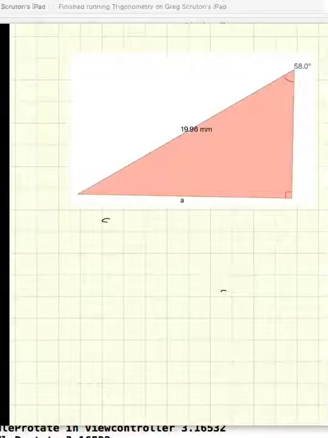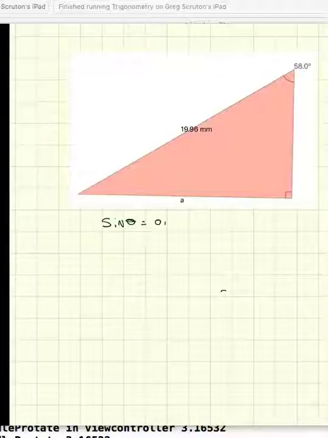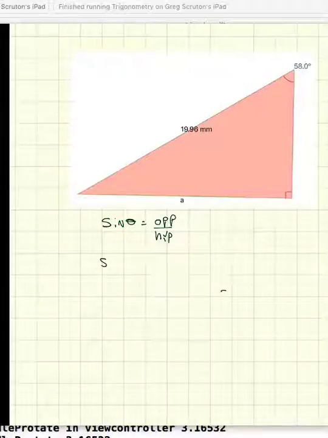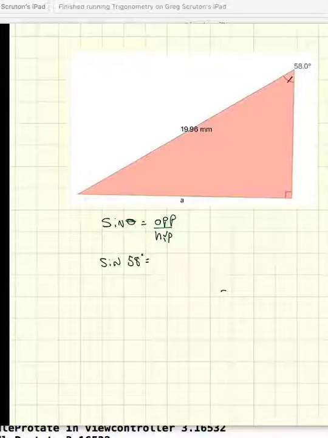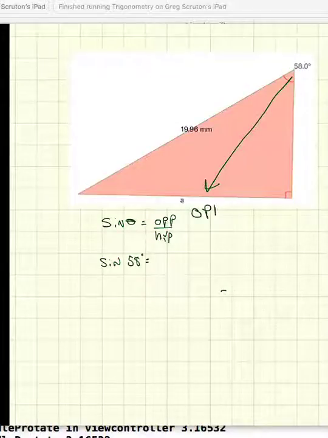So we know that the sine of our angle is equal to the opposite over the hypotenuse. Okay, so knowing that, we can say that the sine of 58 degrees is equal to the opposite side. Now the opposite side means opposite the angle. So if we walk away from that angle, it's the side we smack into. So this is our opposite side.